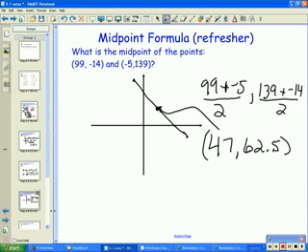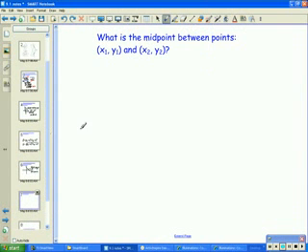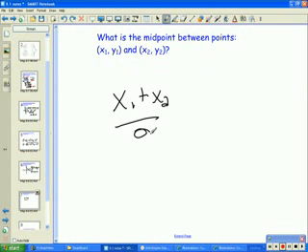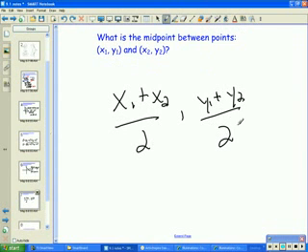Alright, so in general, I'm hoping you can kind of see what the midpoint formula is going to be. What's the midpoint between 2 points, x1, y1, x2, y2? Well, we just add the x's, x1 plus x2 divided by 2, comma, y1 plus y2 divided by 2. And that's going to be your coordinate for the midpoint between any 2 points. If you were doing this in 3D, which we're not going to be doing, it would be x1 plus x2 divided by 2, y1 plus y2 divided by 2, comma, z1 plus z2 divided by 2. That's something you did in geometry.